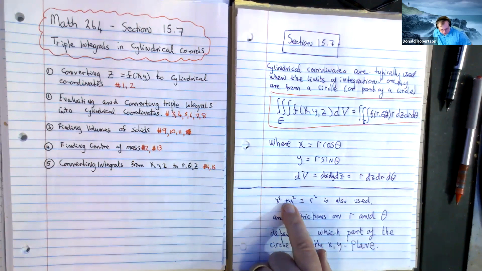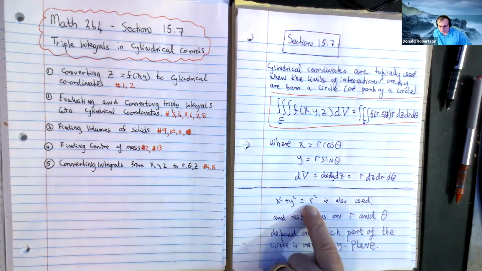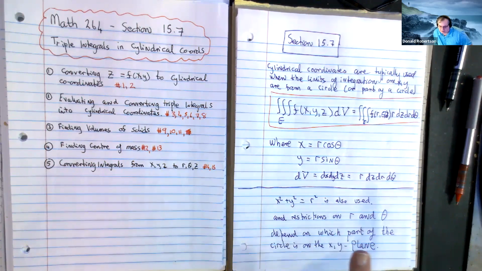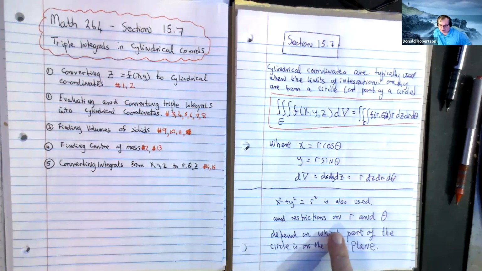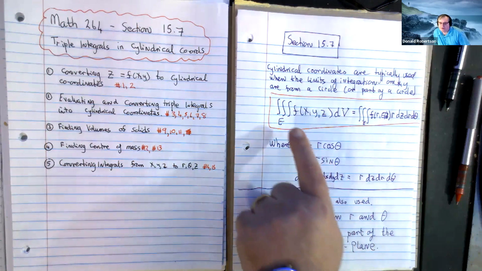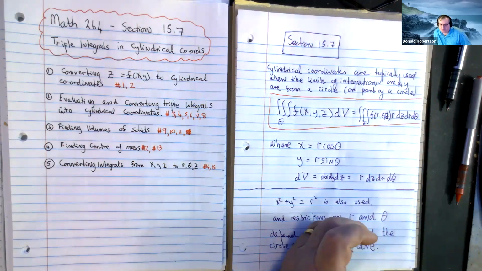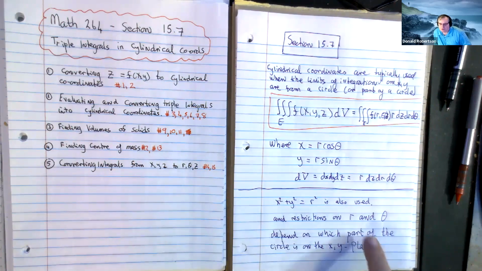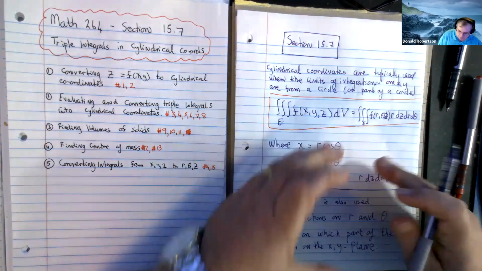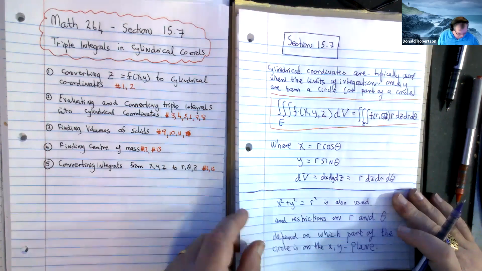And we know that x squared plus y squared is r squared. And that little bit is just basically saying that when you convert this region E, especially the xy parts of it on the floor, you're going to use r and theta, and it's almost guaranteed that whatever's on the floor is a whole circle or part of a circle.